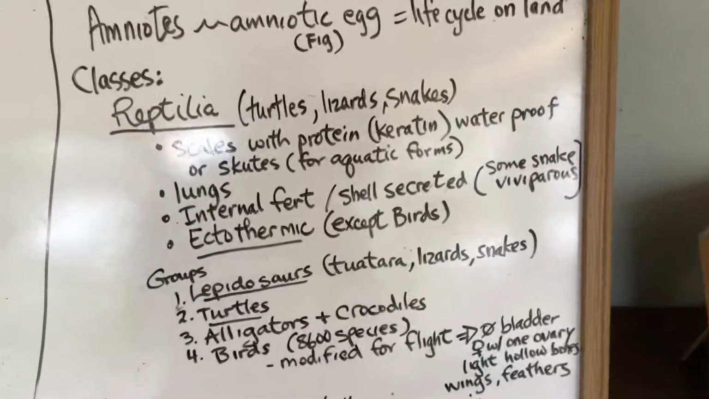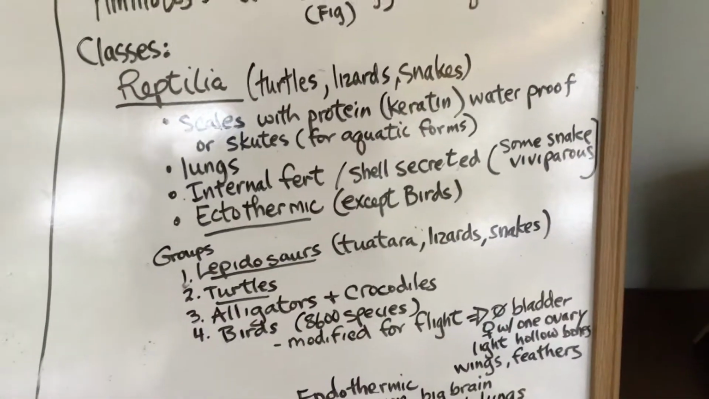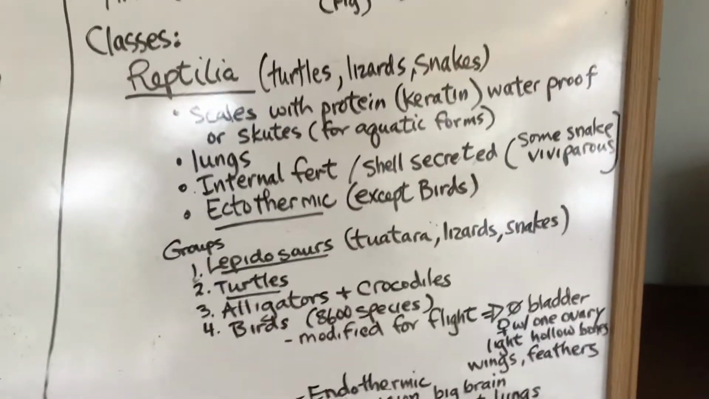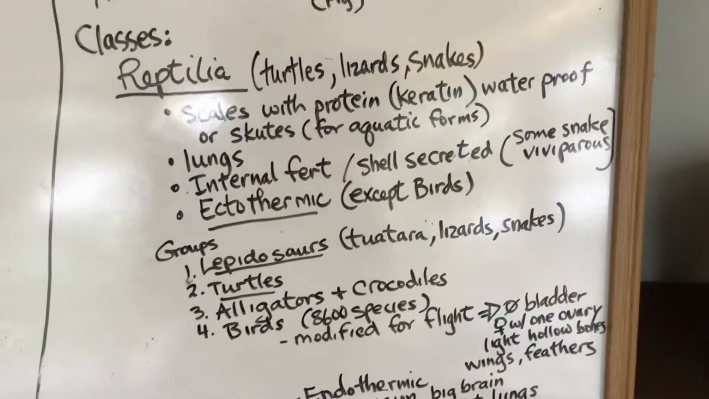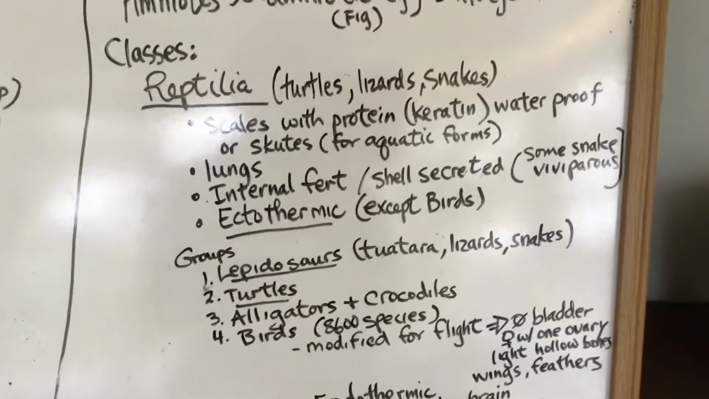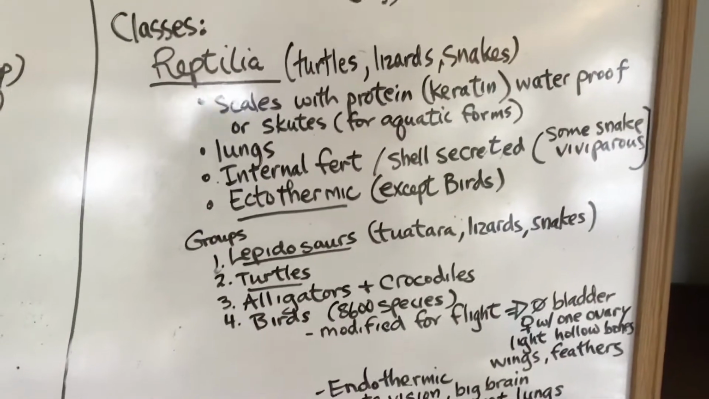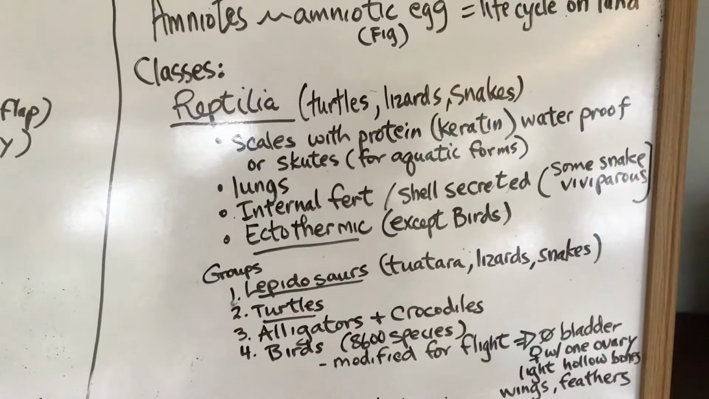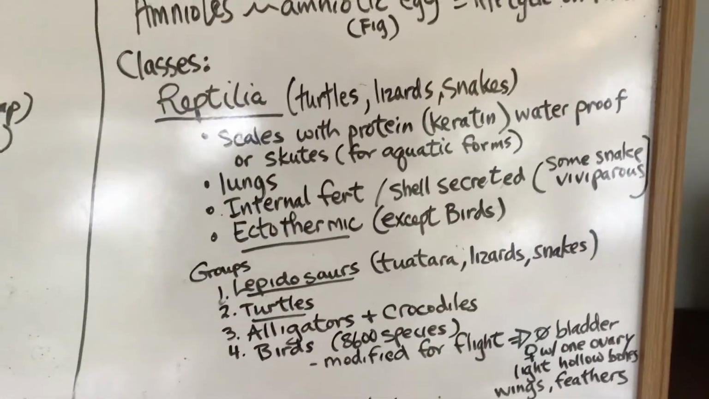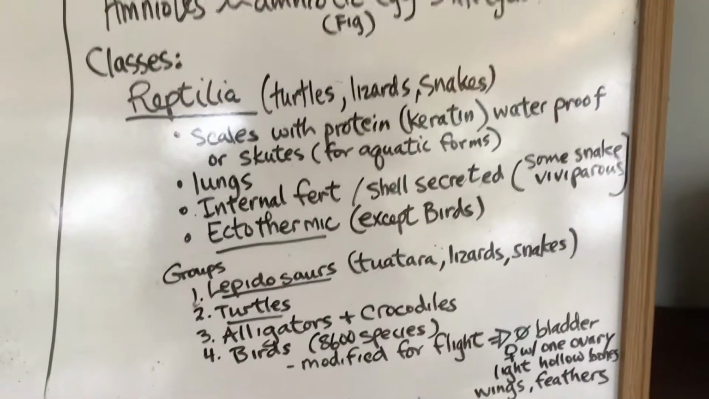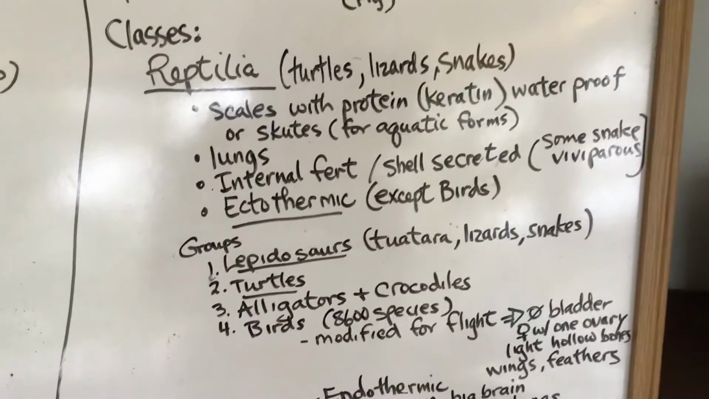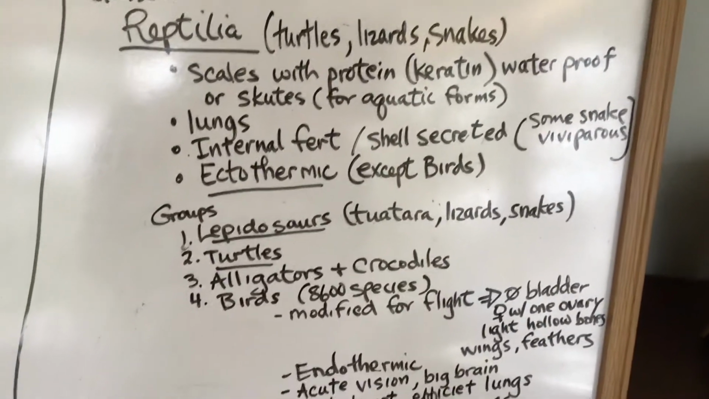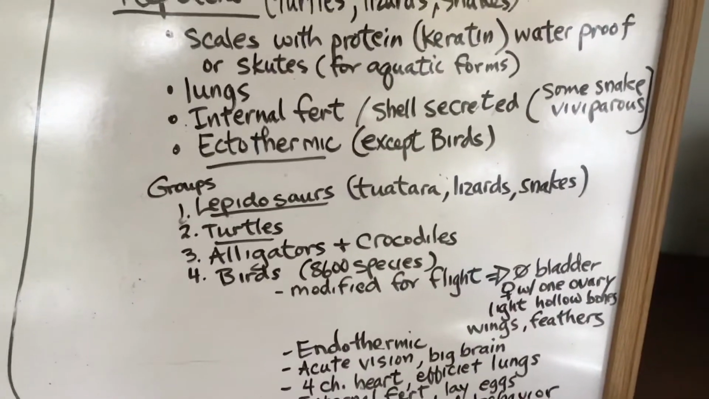Some snakes are viviparous. In other words, they have their babies born live, but most of them have eggs of some sort. And they are all ectothermic, meaning that they have a broad temperature range. Their metabolism goes up and down with temperature. So if it's warm, it's faster, and if it's really cold, it slows way down, except for birds. Birds are endothermic. The groups include Lepidosauras, which are tuataras, lizards, and snakes, turtles, alligators and crocodiles, and birds.